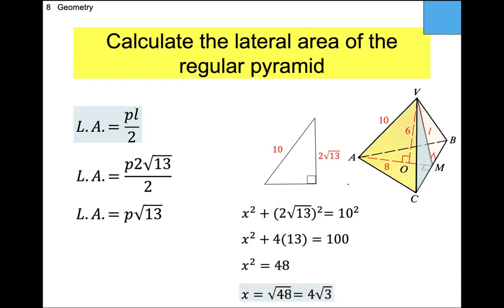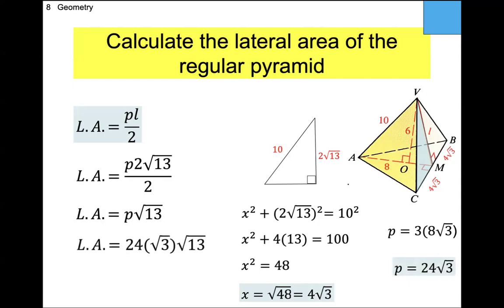We just calculated CM. So if I doubled that, I would get to CB. Why am I doubling it? Because I'm trying to do the perimeter of the bottom. So that would be what? 8 root 3, doubling that side and that side. And there are 3 of them, so I have to take 8 root 3 and multiply by 3 because there are 3 sides. So 24 root 3 is your perimeter.